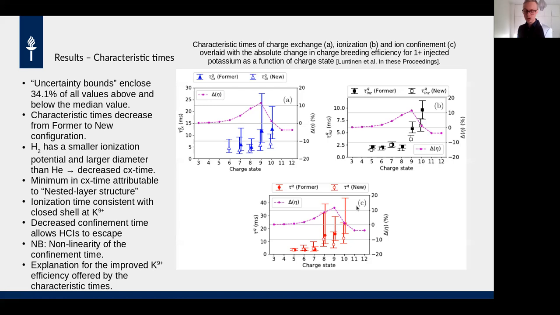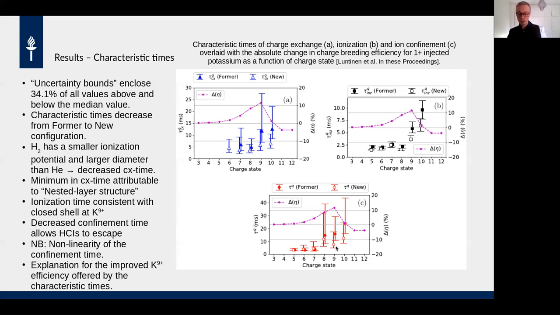Finally, the characteristic times can be used to explain the change in the charge breeding efficiency, which has been overlaid over each plot in magenta. The decreased charge exchange time depletes the high charge states, supplying the lower charge states populations, while the decreased confinement time allows, in particular, the potassium 9+ to escape confinement more easily in the new configuration, as you can see. Meanwhile, the shell closure of potassium 9+ works to inhibit ionization from that charge state, causing the peak in the efficiency to occur around potassium 9+.